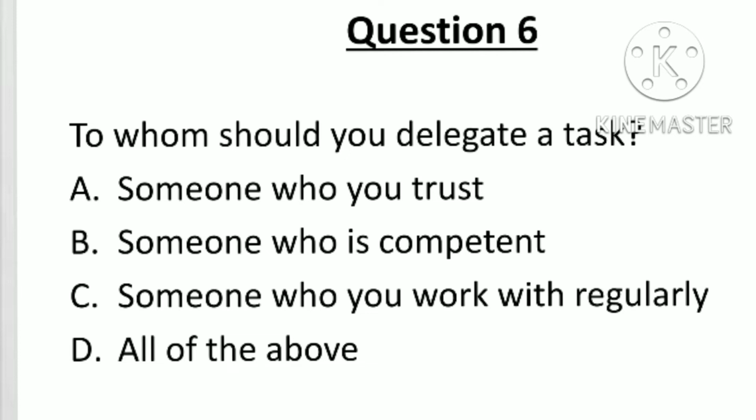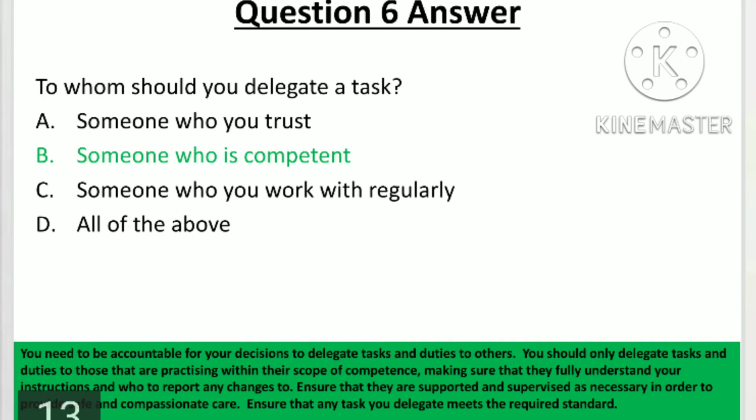We can decide because usually, even though we are close friends, we should not trust anyone blindly. They can make mistakes, and someone who is competent means they know what they are doing. So the answer will be the competent one. And even though you work with them regularly, it doesn't mean they are perfect and will not make any mistake. So the answer will be the person who is competent. Let's see the option. So our answer is correct. B, someone who is competent.